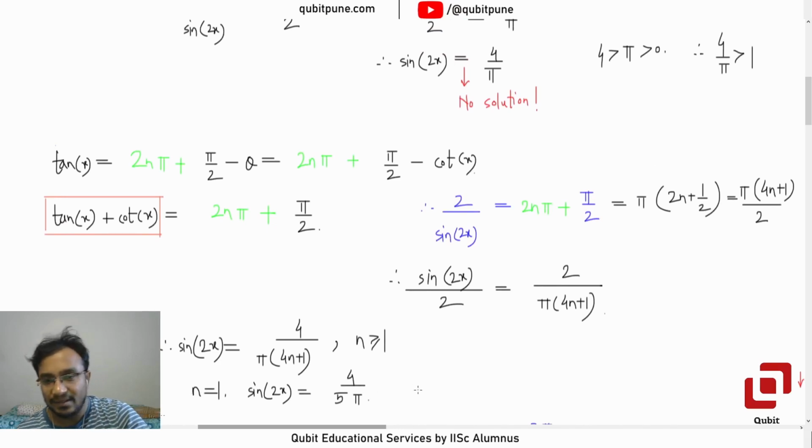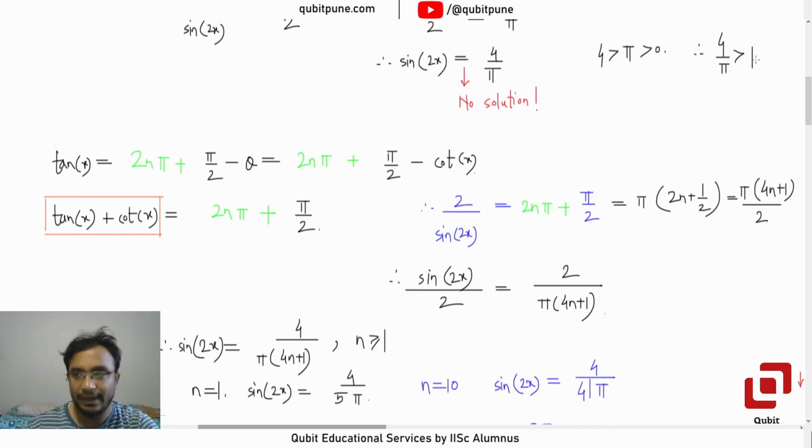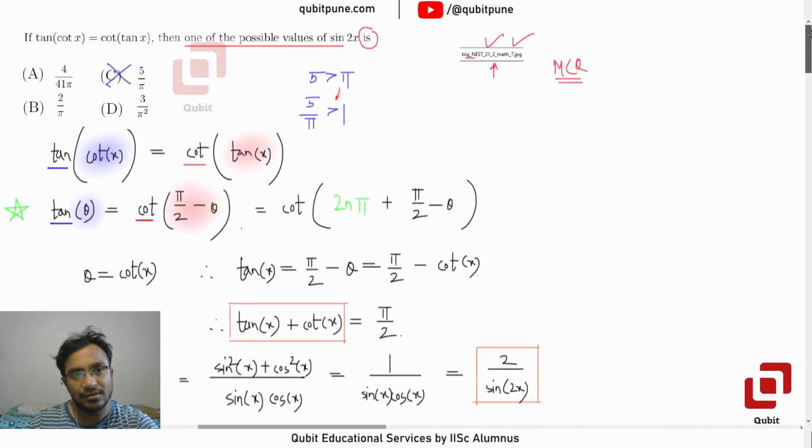Suppose we take n as 10, then what will be sine 2x? 4 upon 10 into 4, 40 plus 1, 41, so 41 pi. So at least as far as the problem is concerned, we have got the solution to be option A. It was not 2 by pi and it was also not 3 by pi squared.